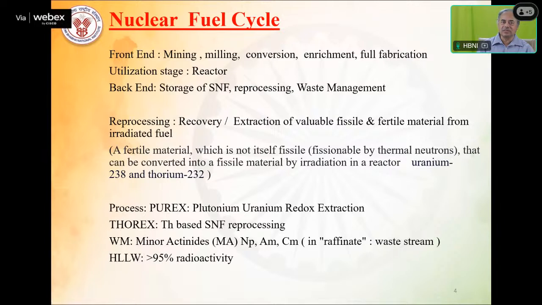We'll talk about this HLW, high-level liquid waste, which contains nearly 95% activity, radioactivity. We'll talk about that in our lecture of stage 2.